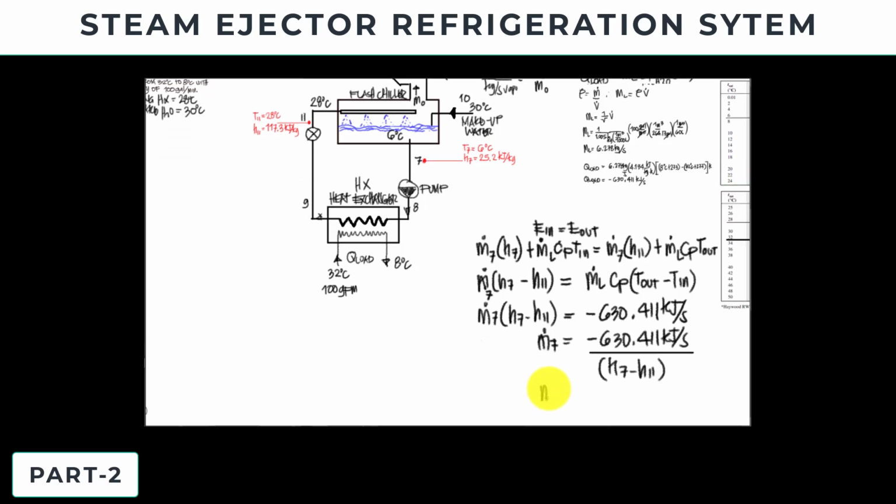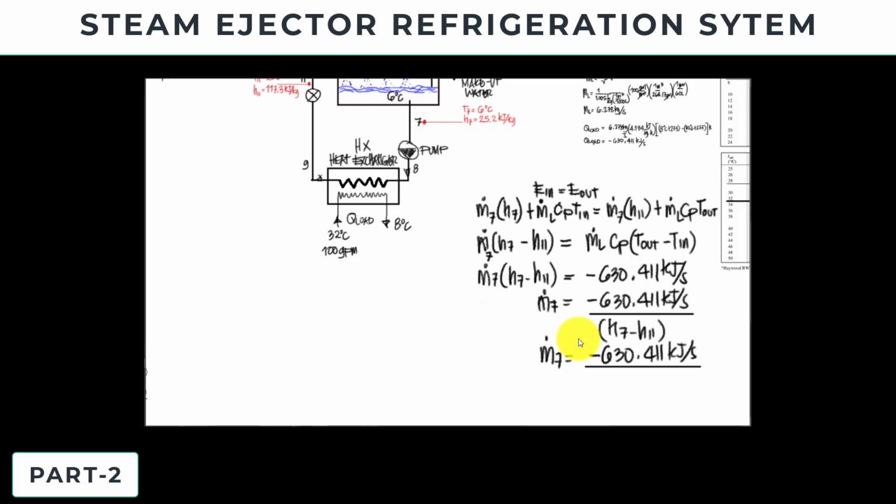Then let's substitute here the mass flow rate. That will be negative 630.411, so that will be kilojoule per second, divided by the value of enthalpy. So enthalpy 7 we have 25.2, so that will be minus 117.3. So this is kilojoule per kilogram. So eventually my kilojoule will be cancelled out. Then you have your mass flow rate.